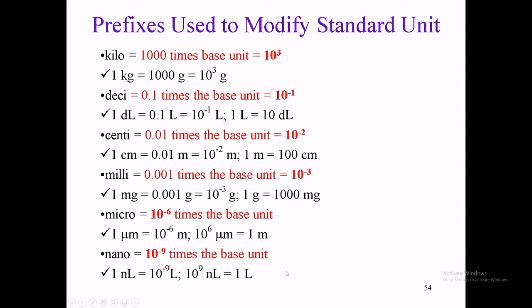And nano is 10 to the negative 9, or 1 billionth of the base unit. 1 nanoliter is 10 to the negative 9 liters, and 10 to the 9 nanoliters is equal to 1 liter.